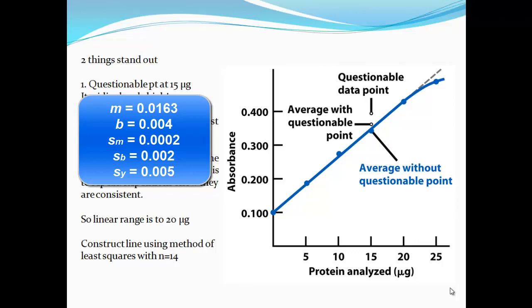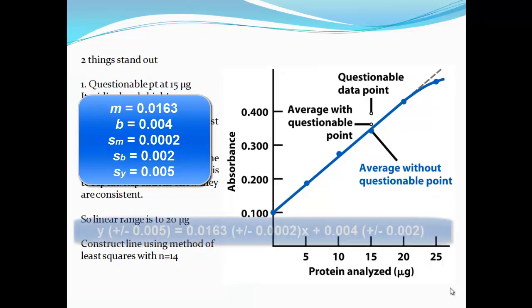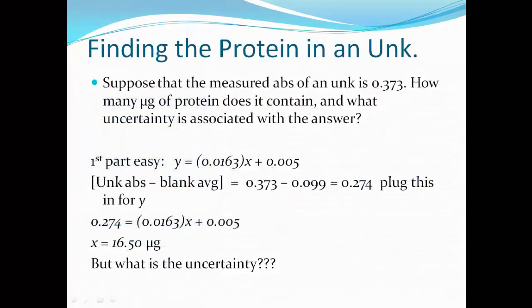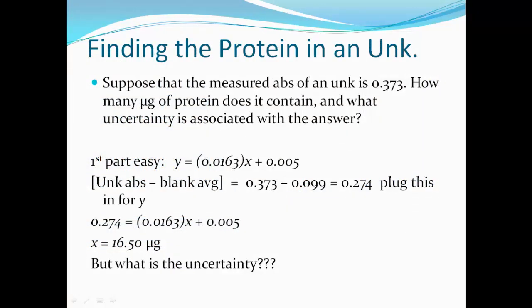So the final equation of the calibration line ends up being y plus or minus 0.005 equals 0.0163 plus or minus 0.0002 x plus 0.004 plus or minus 0.002. All right, so suppose that the measured absorbance of an unknown is 0.373. How many micrograms of protein does it actually contain?